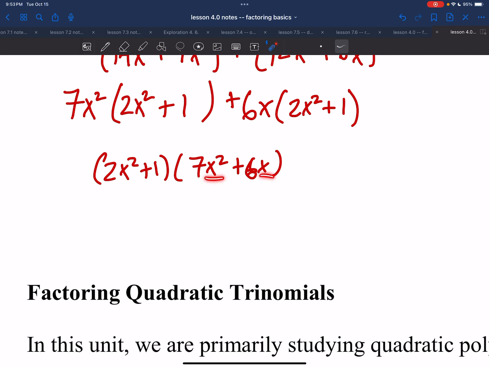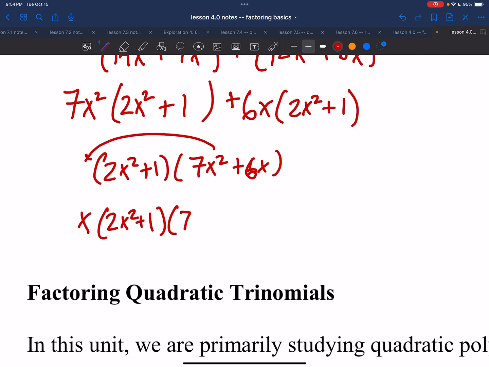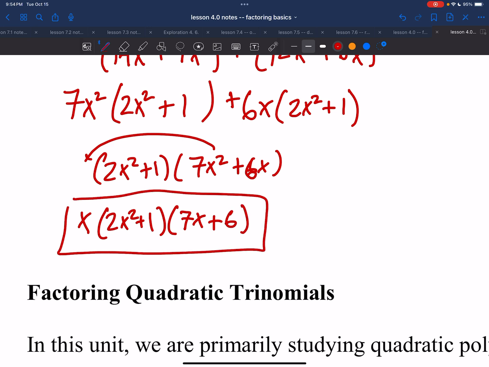This has an x squared, this has an x. That means they actually both share an x. Means you can take out that x, you can factor it out at the front. So you can say x times 2x squared plus 1. I'm not factoring out x from that. I'm factoring x out from 7x squared, so that becomes 7x plus 6x divided by x is 6. And that is fully factored.